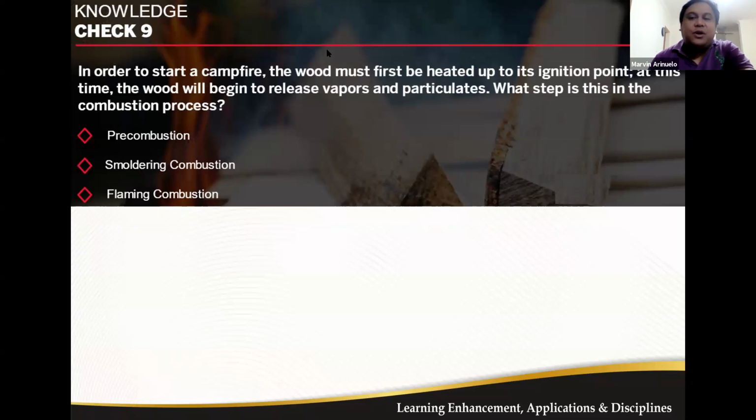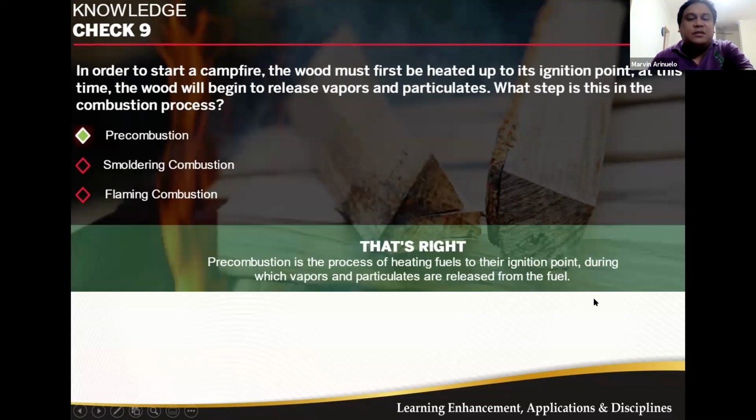Remember, guys, the keyword is the wood must first be heated to its ignition point. So that is what we call... Okay, correct. That's right. Pre-combustion is the process of heating fuel to its ignition point during which vapor and particulates are released from the fuel.